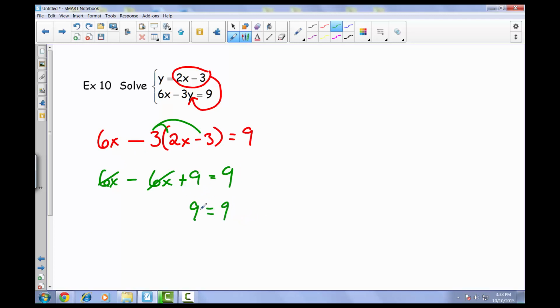And that's a true statement. 9 is, in fact, equal to 9. And this is always going to be true no matter what x and y value you choose. So anytime you end up with a true statement like this, the solution is going to be all real numbers.